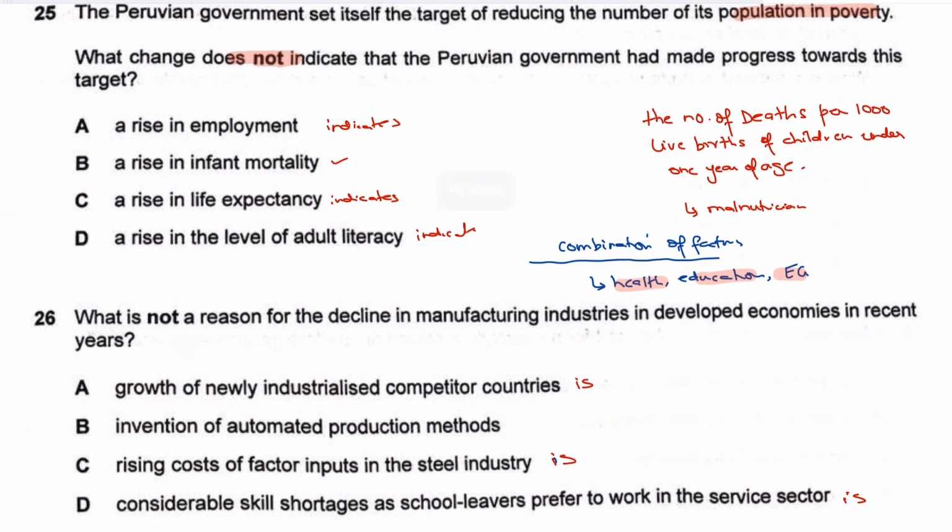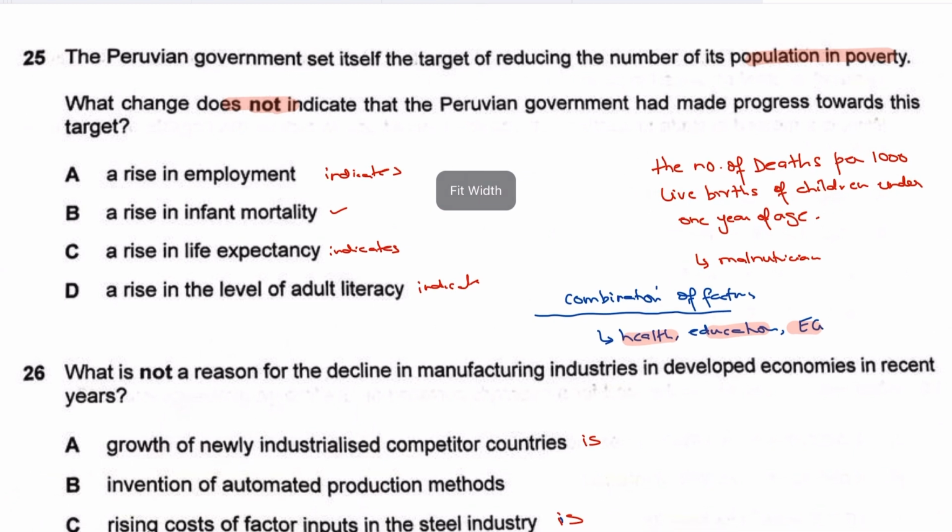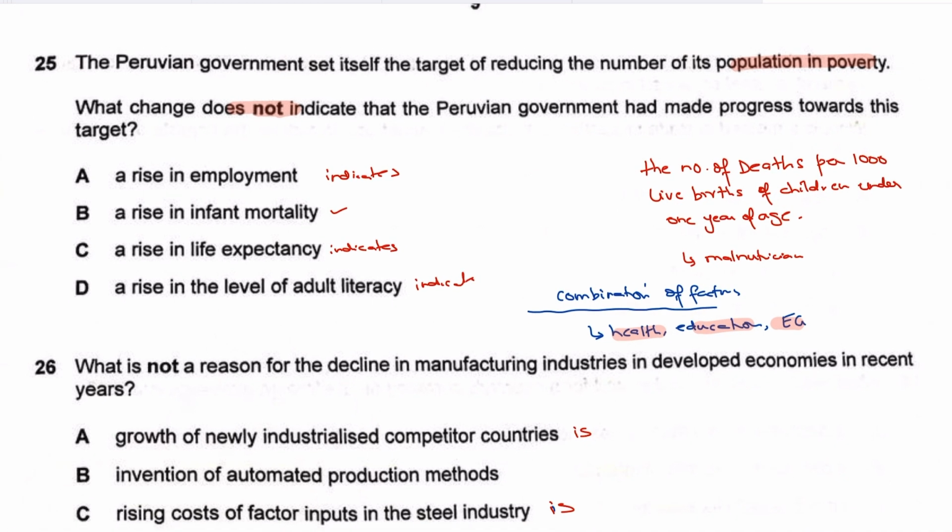So first of all, a rise in employment does indicate that ultimately a rise in employment will improve living standards, incomes, and definitely bring the economy out of poverty. So this is not the answer. A rise in life expectancy also indicates that ultimately the economy is going to be lifted out of poverty, or poverty will reduce.